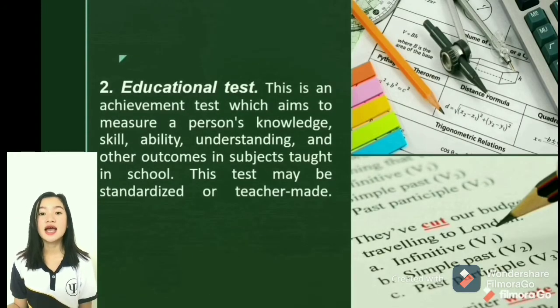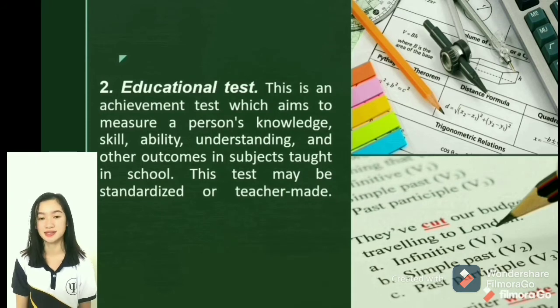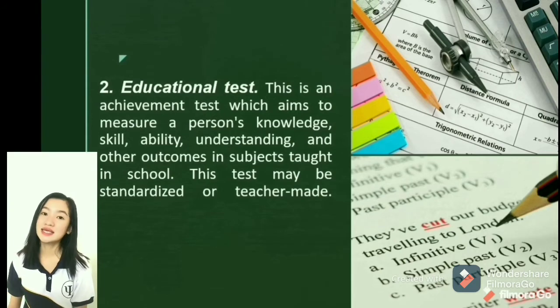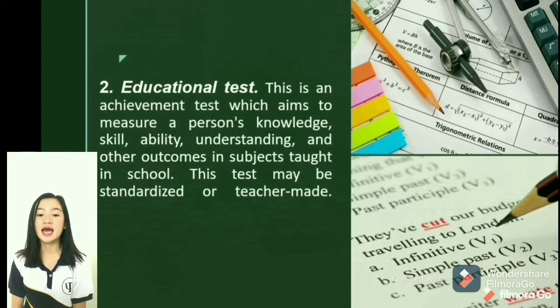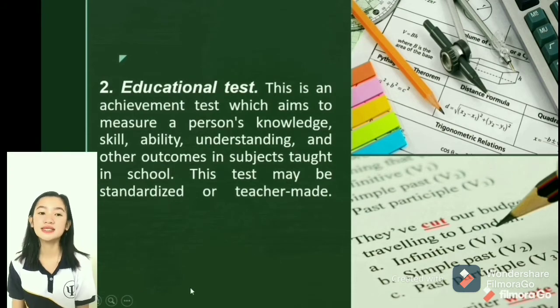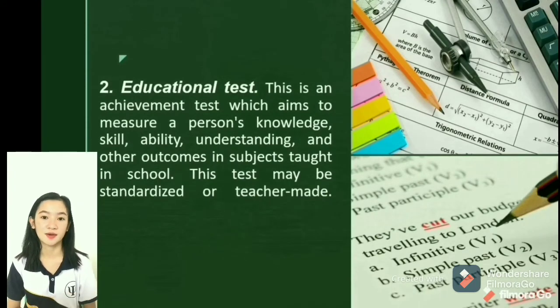And then we have here the second type according to function, which is the educational tests. Well, this is in other terms called an achievement test, which aims to measure a person's knowledge, skills, ability, understanding, and other outcomes in subjects taught in school. These tests may be standardized or teacher-made, and examples of these are mathematics, English, science, etc.